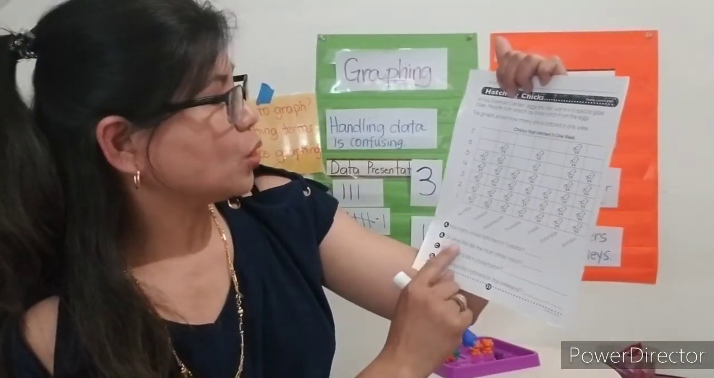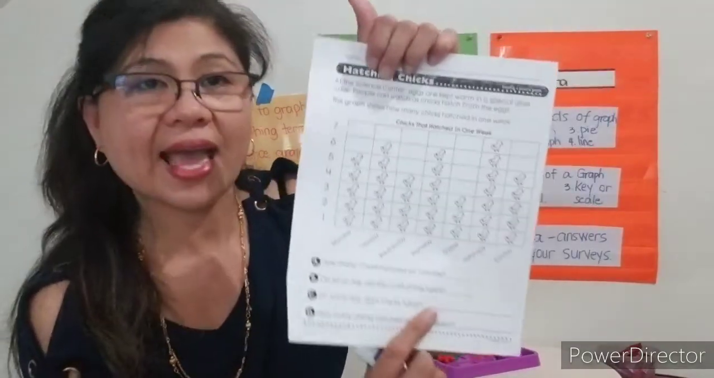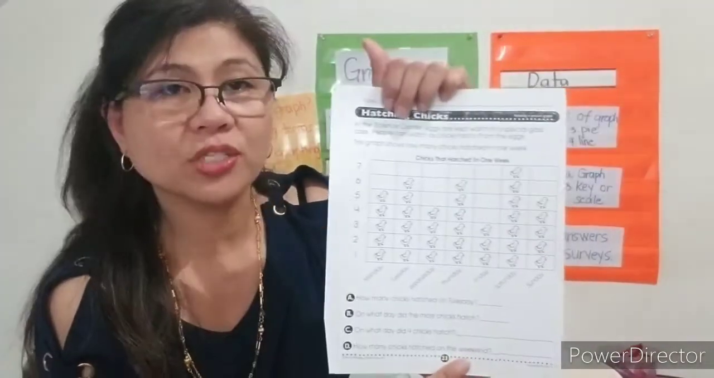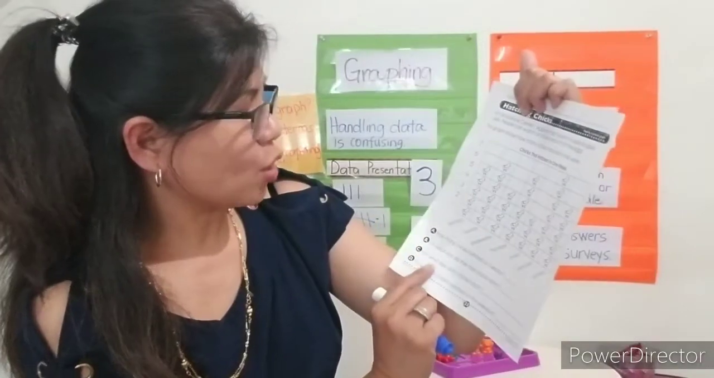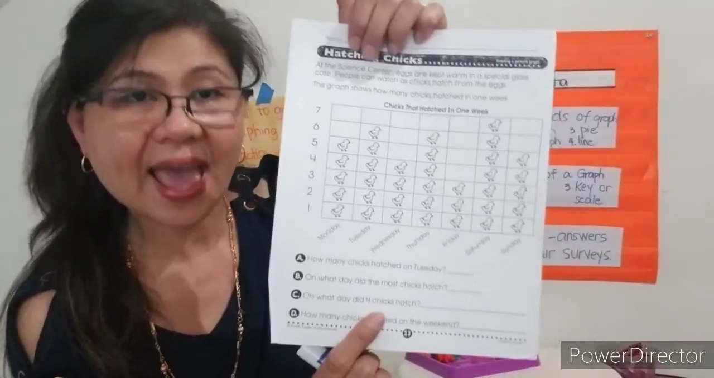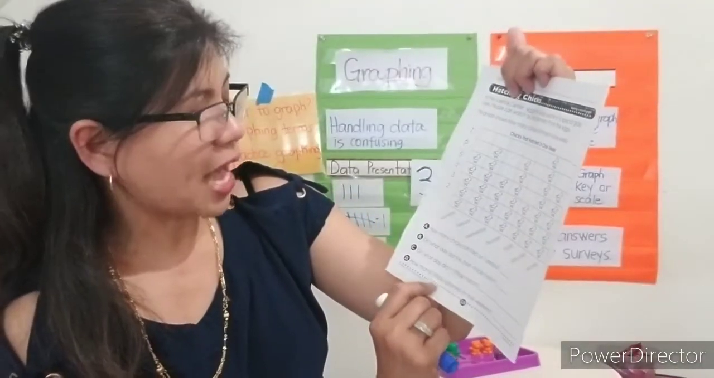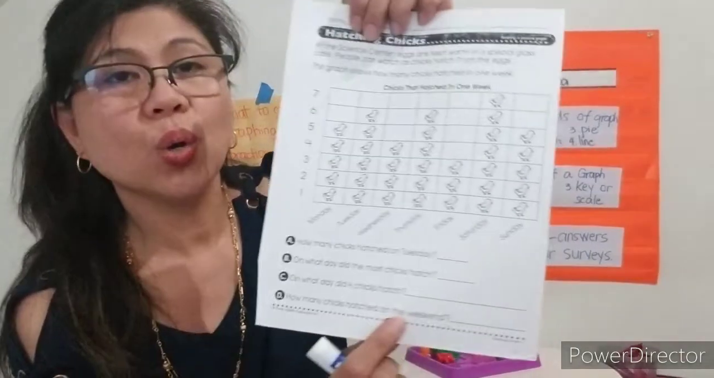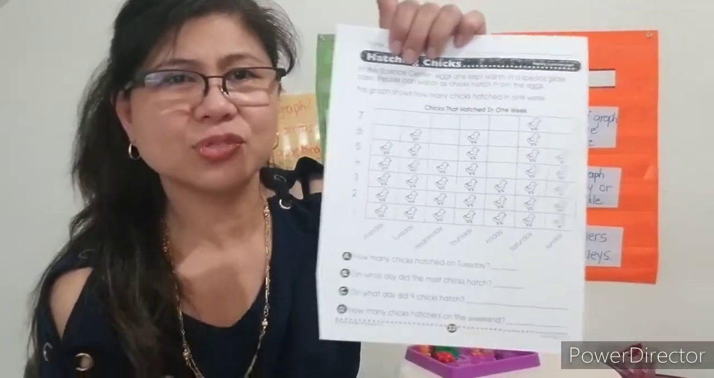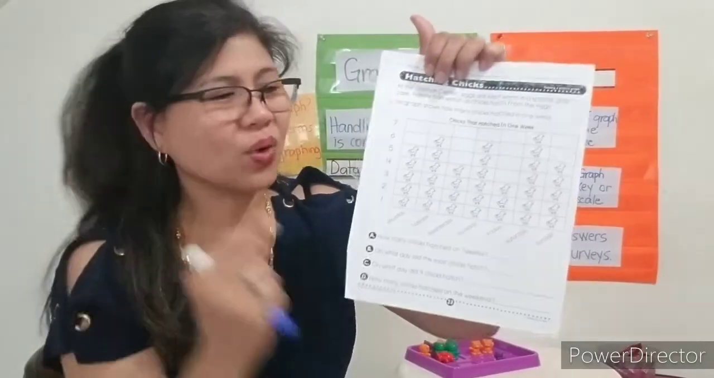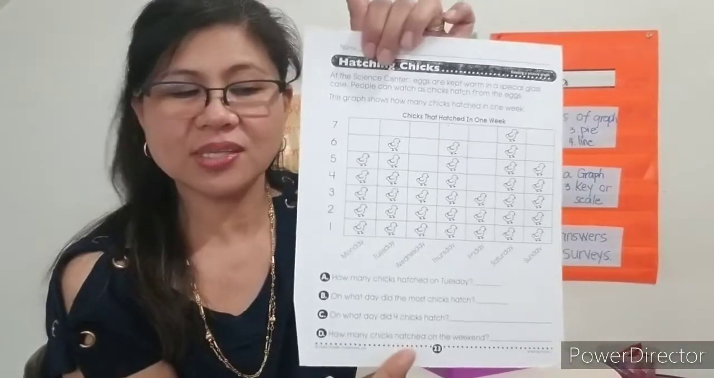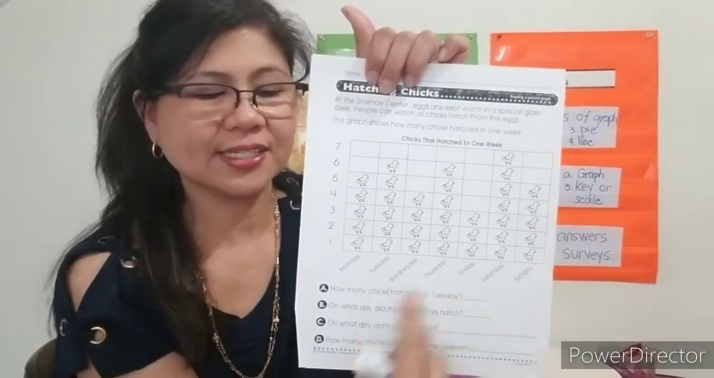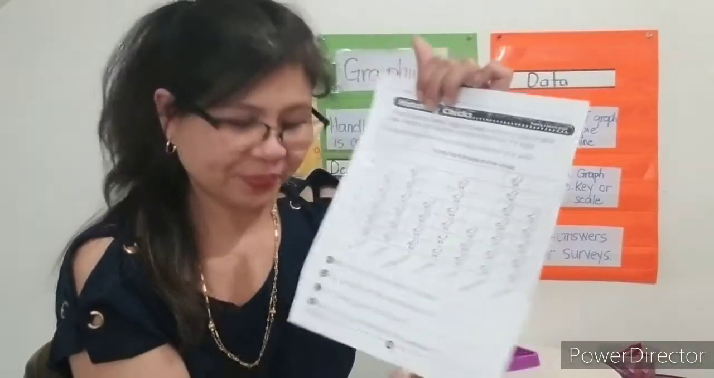Question number 2, on what day did the most chicks hatch? So you find out which one has the most. And on what day did 4 chicks hatch? And the last question is how many chicks hatch on the weekend? Wow. So that will keep your brain working, okay? So you can always pause the video, look at the information, look at the data, and you can answer the questions, okay?